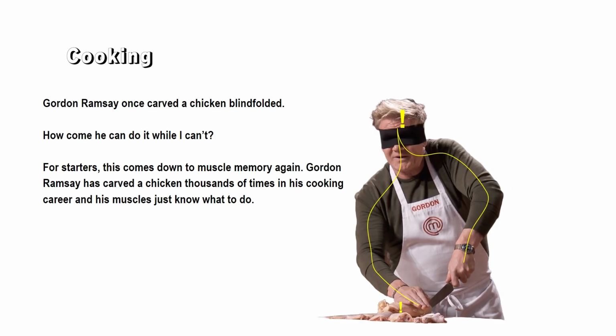The next example is cooking. Now, Gordon Ramsay once carved a chicken blindfolded. How come he can do it while I can't? For starters, this comes down to muscle memory again. Gordon Ramsay has probably carved thousands of chickens in his cooking career. He's earned 17 Michelin stars, and his muscles just know what to do.